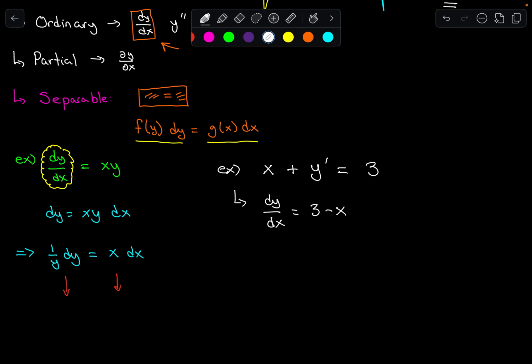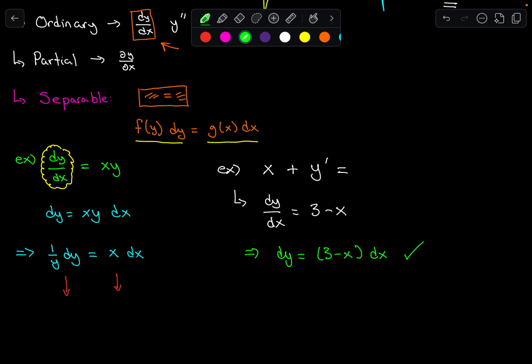And you'll notice that if I multiply both sides by dx, we get dy is equal to, put it in parentheses, 3 minus x dx, and we're good to go, no problem. So it turns out this is a separable differential equation. Hip hip hooray.